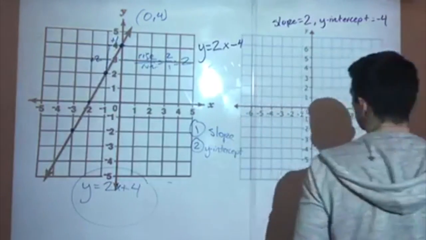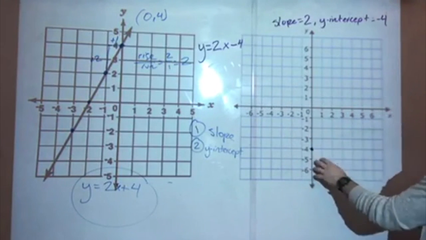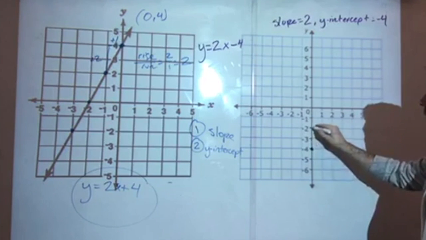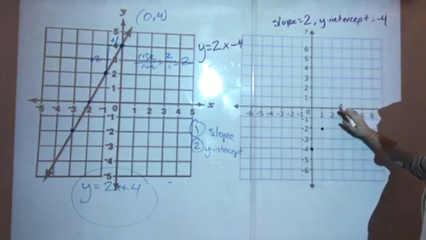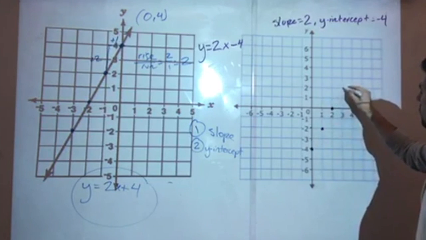And now I'm going to graph this so we know what it looks like. I know this has to be a point on the line because that's the y-intercept. And then to plot the slope, I go up 2 over 1. I went up 2 in the positive, over 1 in the positive. We'll get a few more points, up 2.